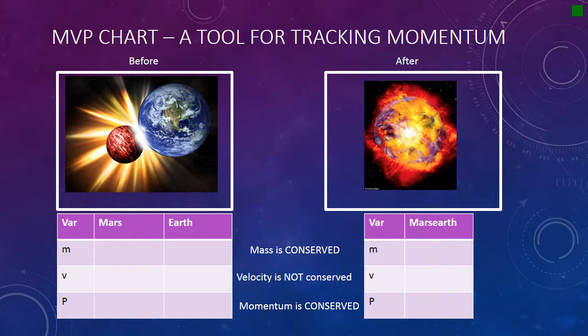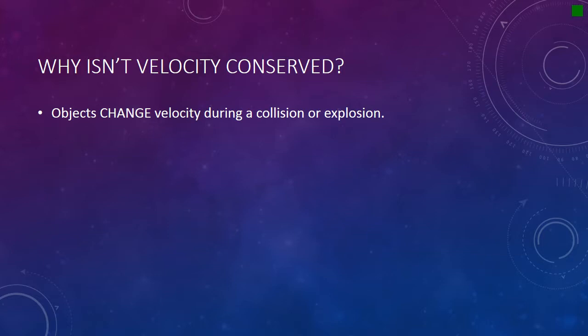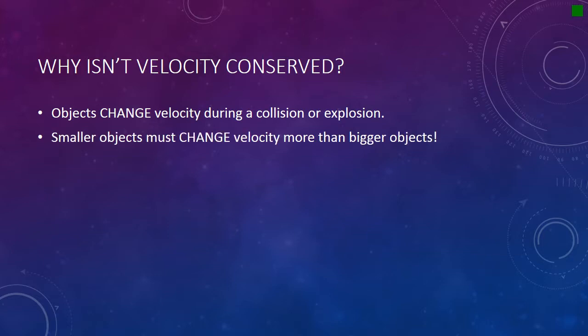Okay, so let's look at why velocity is not conserved. So why isn't velocity conserved? Objects change velocity during collisions or explosions, and smaller objects have to change velocity more than bigger objects for the same amount of momentum because of that linear relationship between those things.